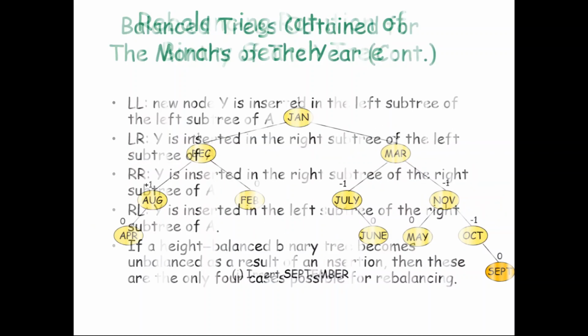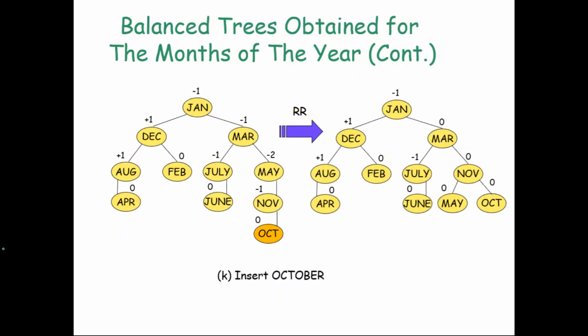Fine. So still one more we will discuss. If you add this October, after adding October, this node got disturbed. There is an imbalance at May. But what kind of imbalance is this? This is a right imbalance. November is the right child of May, and October is the right child of November.